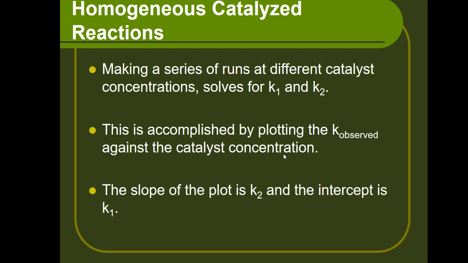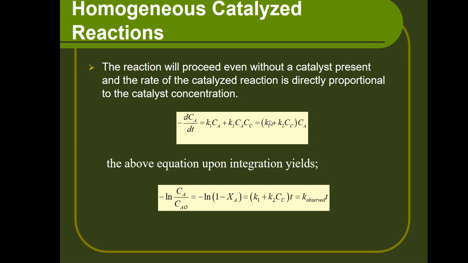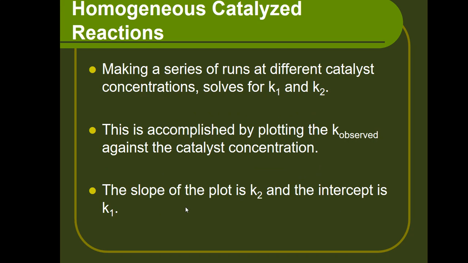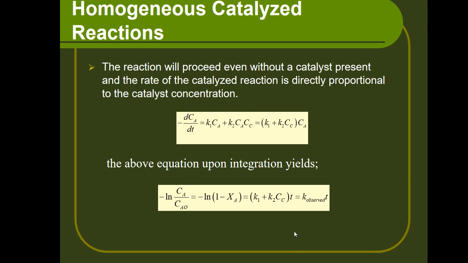But if it's not possible for you to plot to get the values of K1 and K2, then treat these two equations directly, this one and this one, without having this particular K observed here, because it will require you to plot. The slope of the plot, if you have done plotting, is K2 and the intercept is K1 in the case here. K2Cc is the slope and K1 is the y-intercept if you base it here.